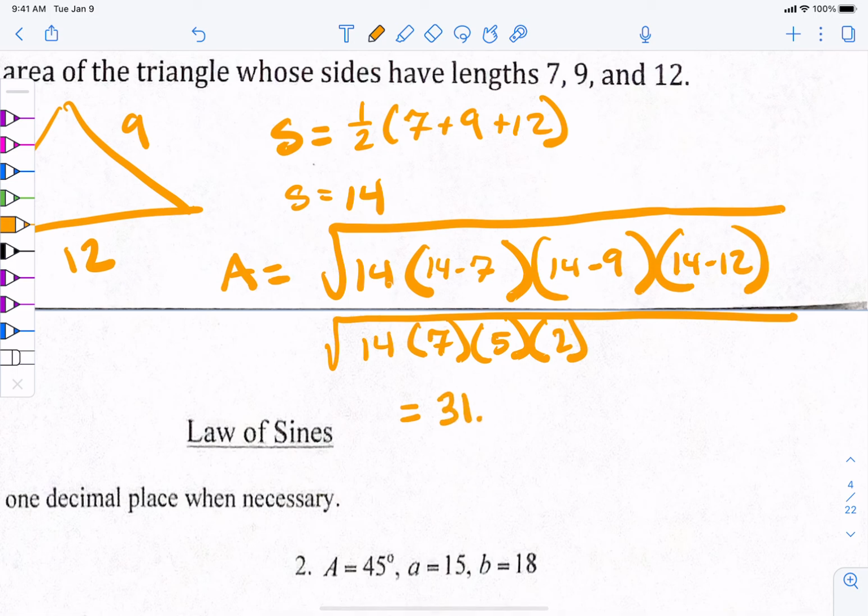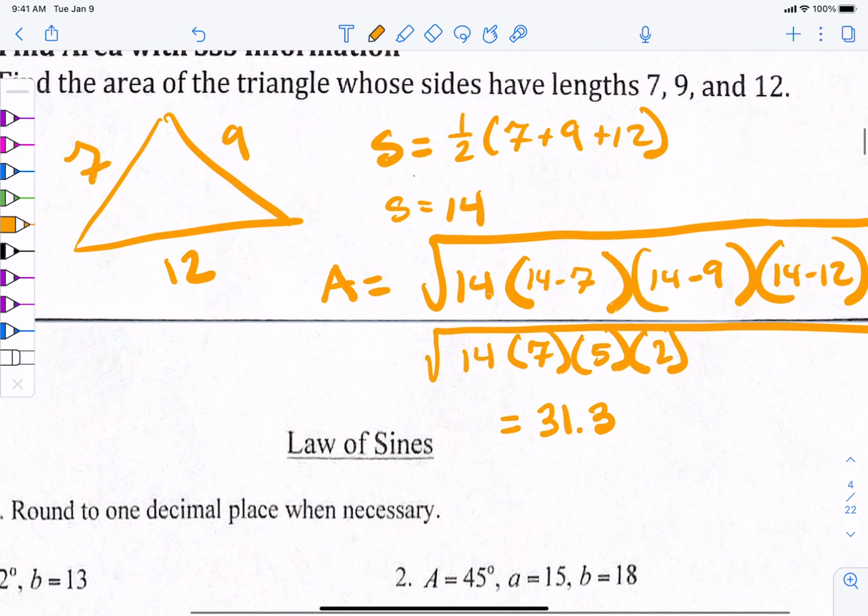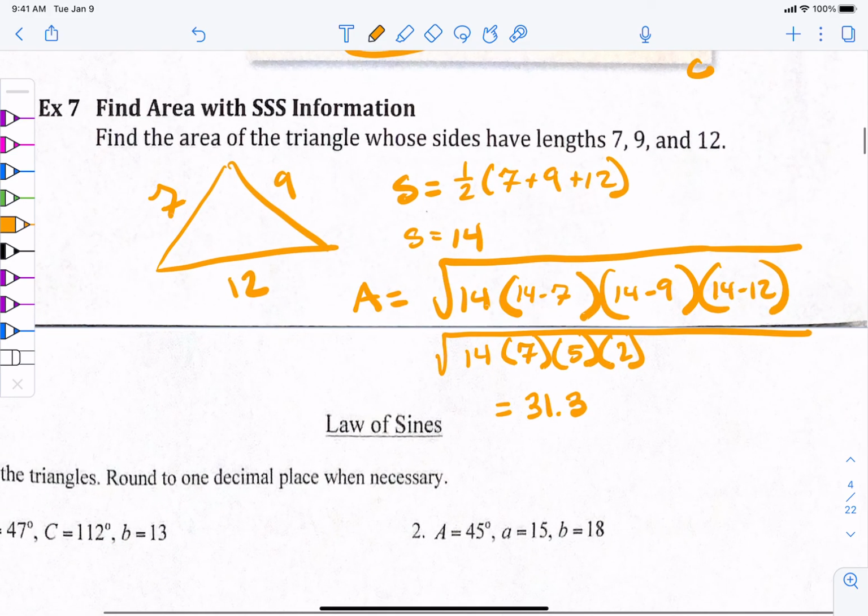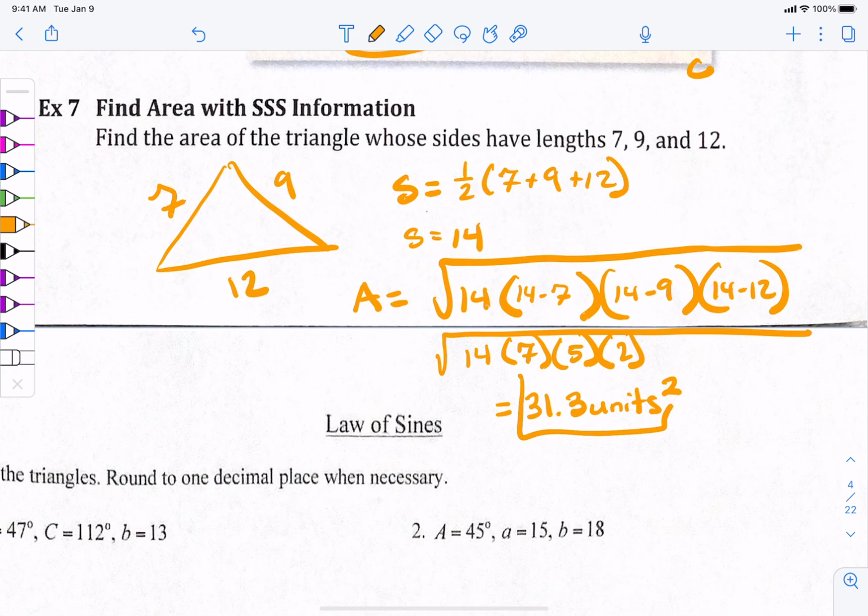31.3. And that is in, wait, Michelle, you don't have to do the one. So we call it units. All on the back side. And it is units squared because we're still doing area.